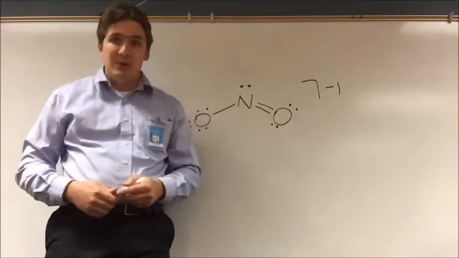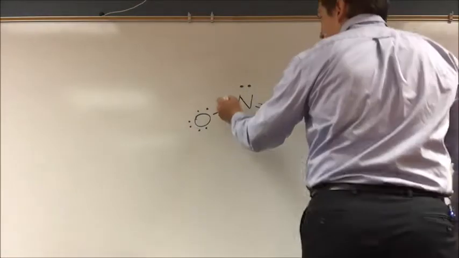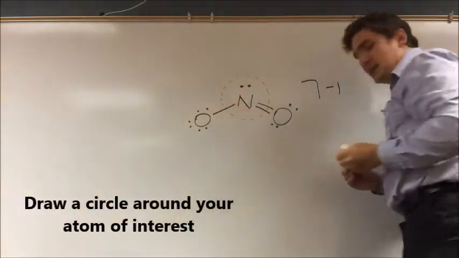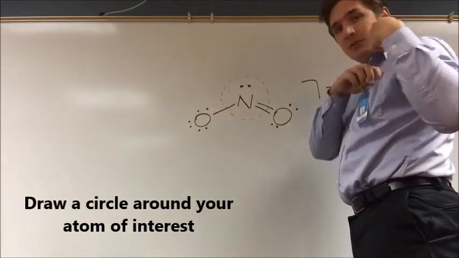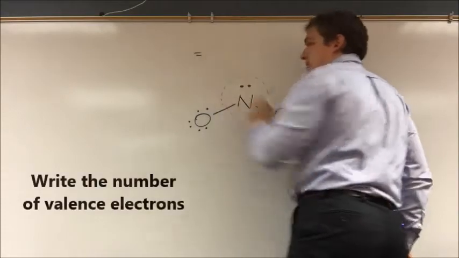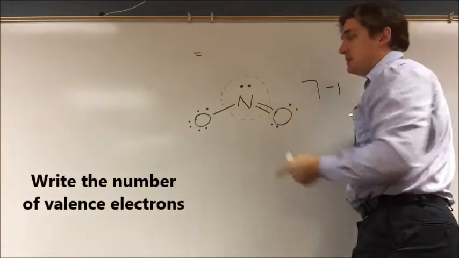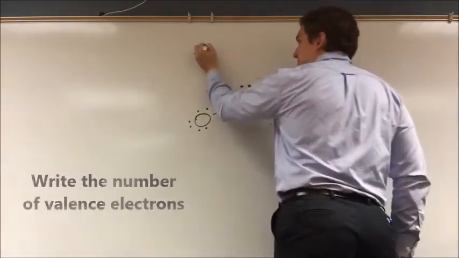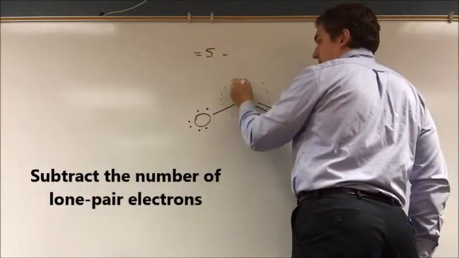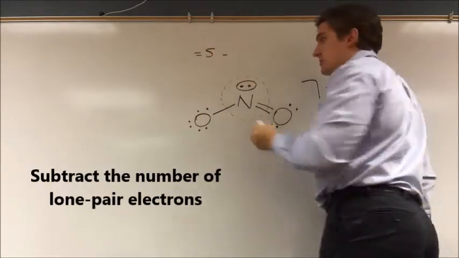But you're going to start out the same way when you do total accounting, and that is you're going to draw an arbitrary circle around your atom of interest. Now, unlike before where we only considered the bonds, we're going to say that our oxidation state equals the number of valence electrons you started with. In the case of nitrogen, this is 5 valence electrons. We're going to subtract off how many electrons we have on the central atom. So in this case, we have 2 from this lone pair.